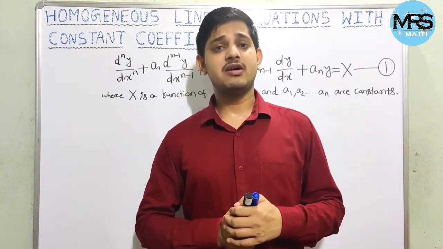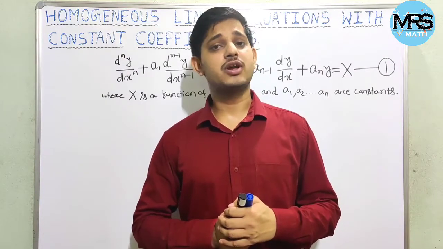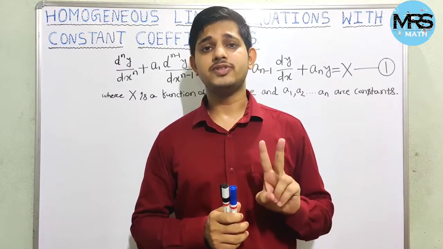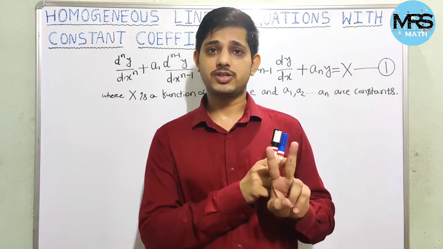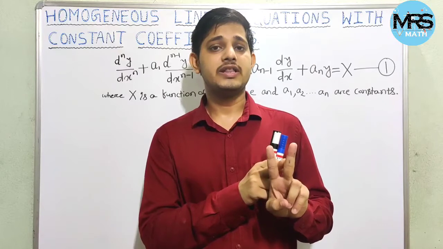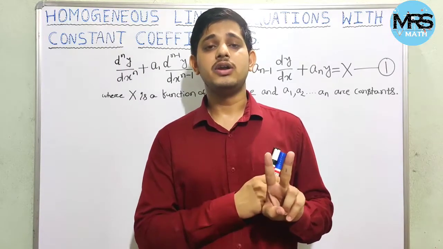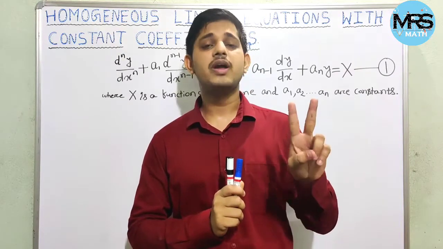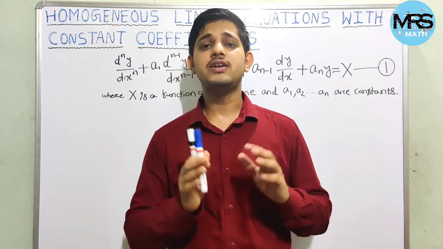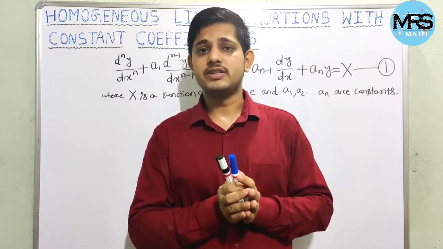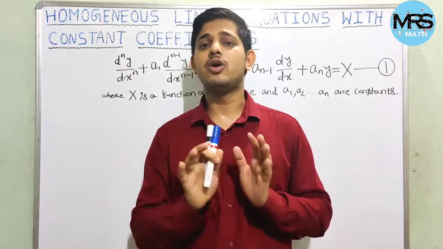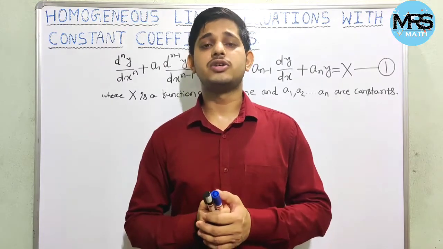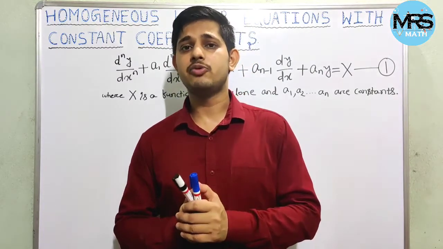So we are discussing linear equations with constant coefficients, right? In the previous class I proved two theorems. That is, if y1 is a solution of this type of differential equation, then cy1 is also a solution of this type of differential equation, right? This is the first theorem. In the second theorem we proved that if you take the linear combination, that is c1y1 plus c2y2 up to cnyn, then that is also a solution of this type of differential equation.